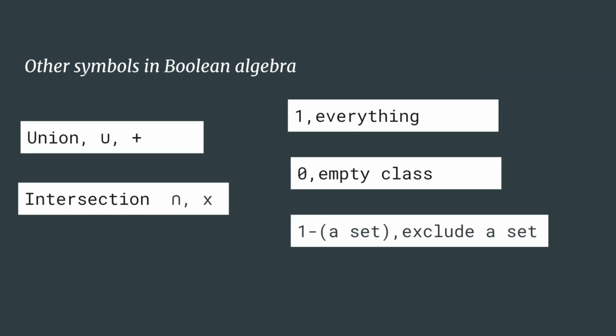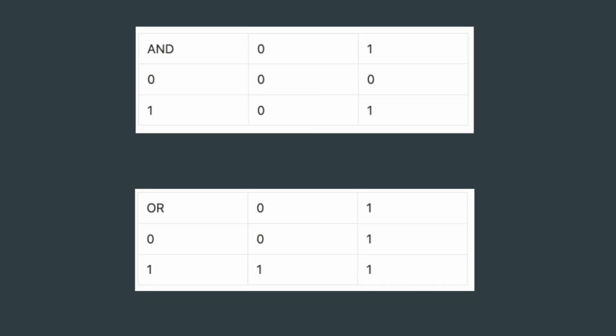A few more important symbols in Boolean algebra: 1 means the universe, that is everything, and the 1 symbol can be used with the minus sign to indicate the universe excluding something. 0 means an empty class. Common operations such as the AND operation and the OR operation can be summarized in these two little tables.